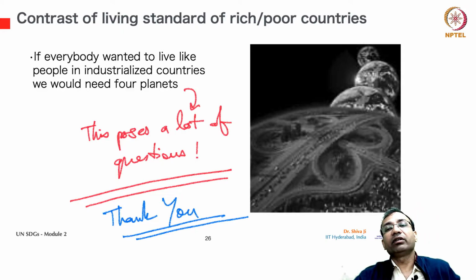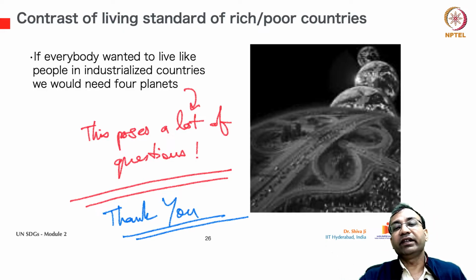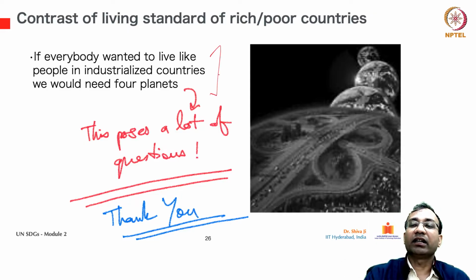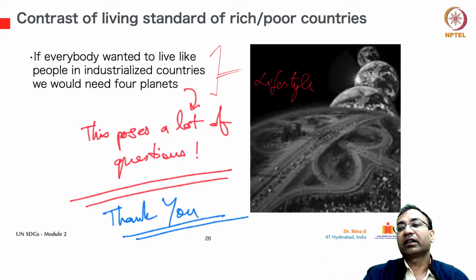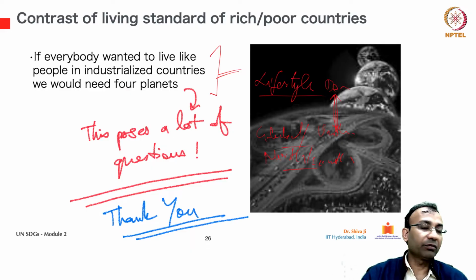If everybody wanted to live like people in industrialized countries, we would need 4 planets. So is that the bottom line? You can understand the grade of lifestyle that developed countries have compared to underdeveloped countries. There is a huge disparity between these two groups. If you search for the global north and global south phenomenon, you will see a lot of examples of how societies and countries, even though they are economically very strong, have challenges at ground level, which prove everything redundant if not properly addressed.